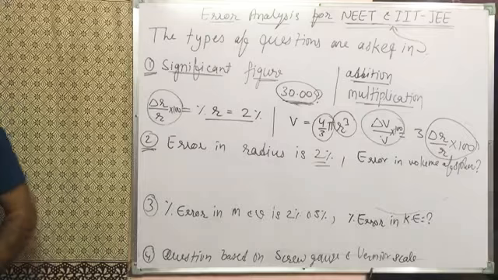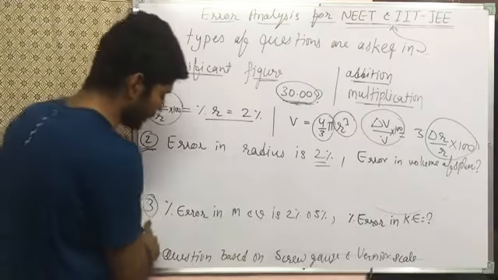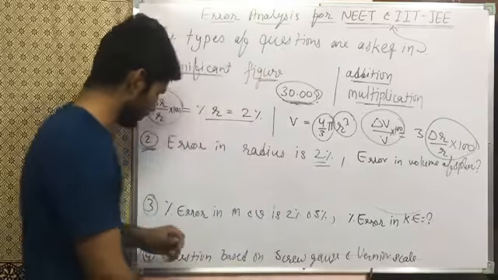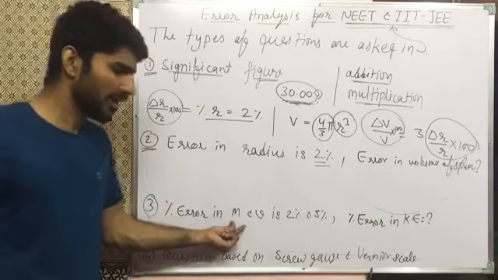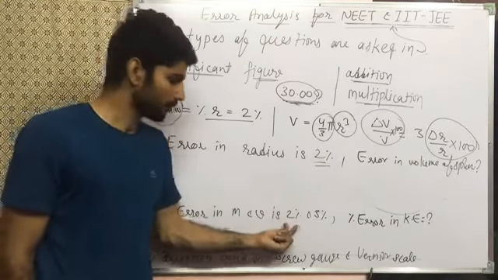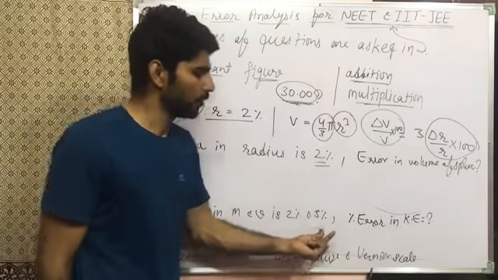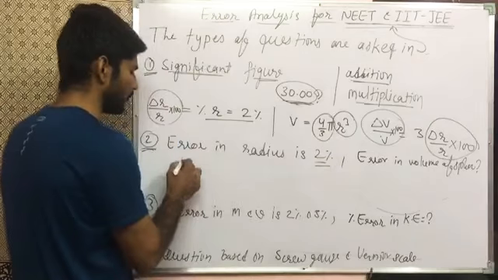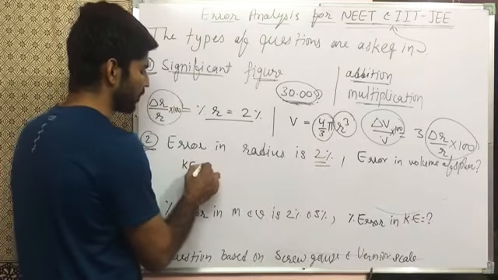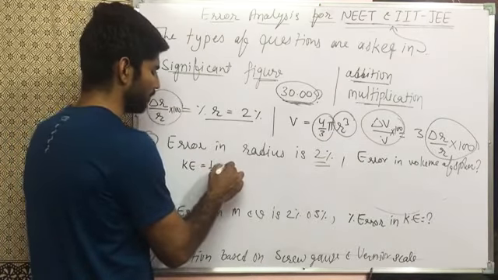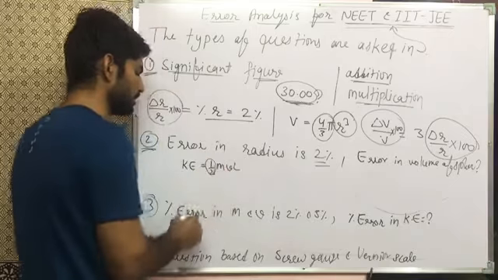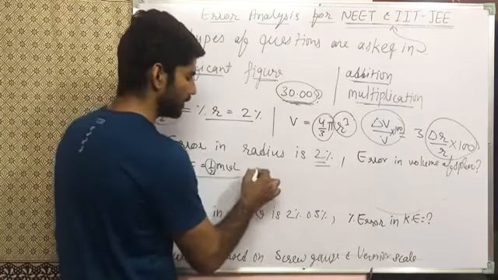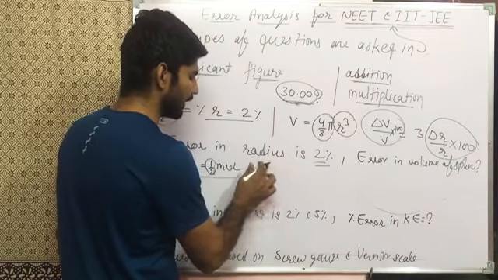So here we discuss the third case, in which you are given two quantities and the third quantity is asked. In this question, the percentage error of mass and velocity is given, and you are asked the percentage error in kinetic energy. First we write the formula of kinetic energy, which is half mv square. Half is constant, so we can take it out and write the relative error in kinetic energy.